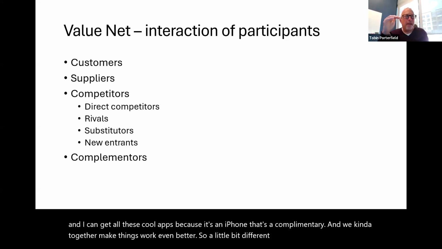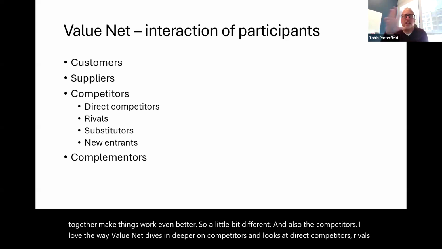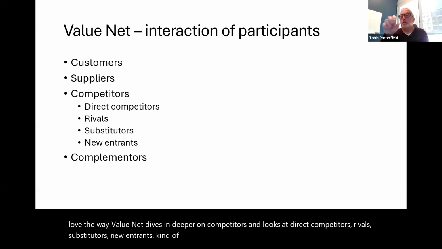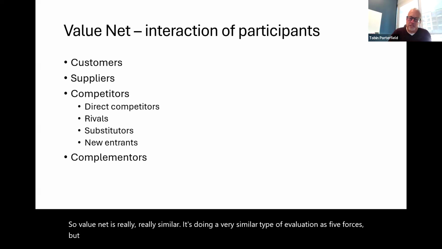And also the competitors. I love the way ValueNet dives in deeper on competitors and looks at direct competitors, rivals, substitutors, and new entrants, kind of all holistically, which is a little different than Porter's Five Forces. So ValueNet is really similar. It's doing a very similar type of evaluation as Five Forces, but it adds complementers in, which I think could really be advantageous depending upon what your product or service is.